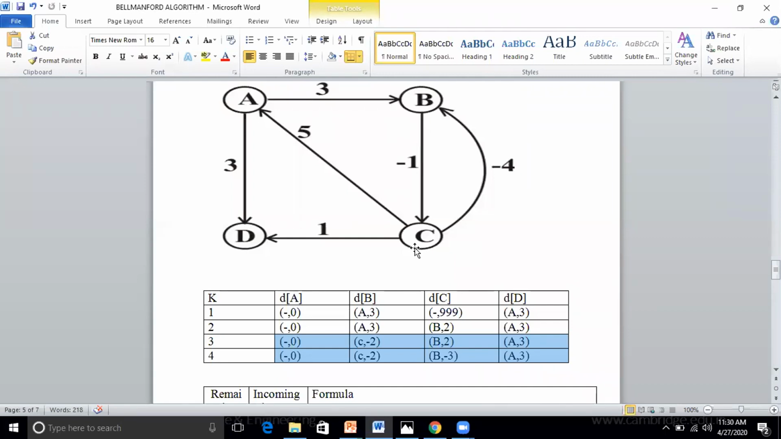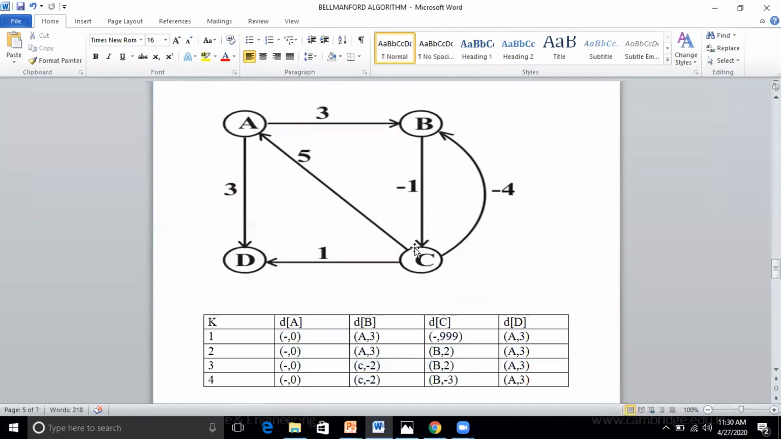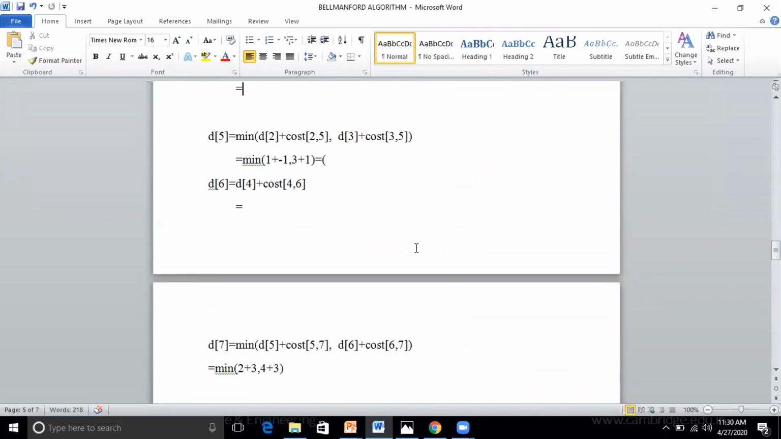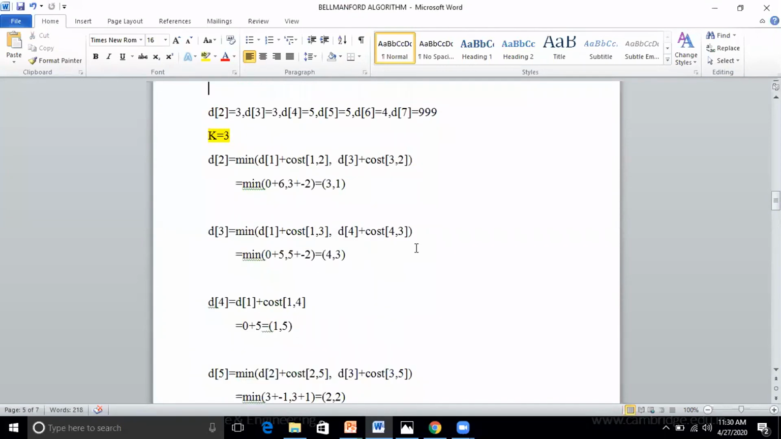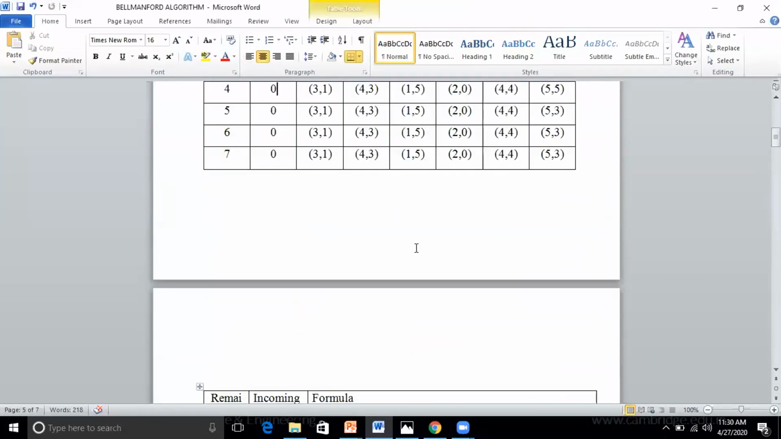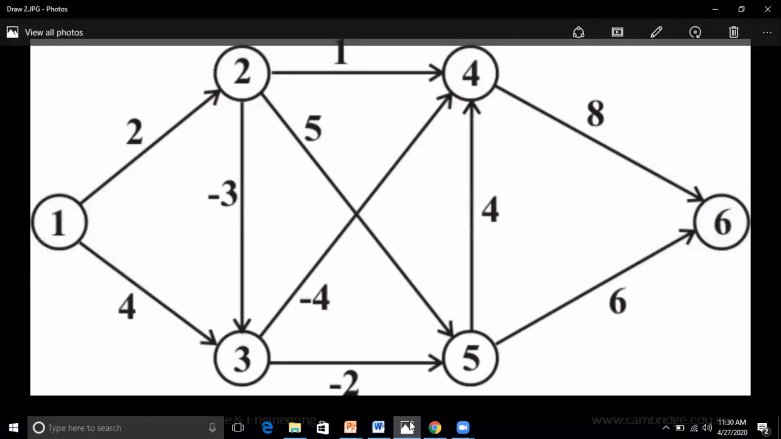Understood, right? If you have doubts, you can ask now. So any doubts? Now, please copy this graph and solve it by considering 1 as the source. Students, everyone copy this graph. Is the graph visible to you all? Yes, sir. Copy this graph.